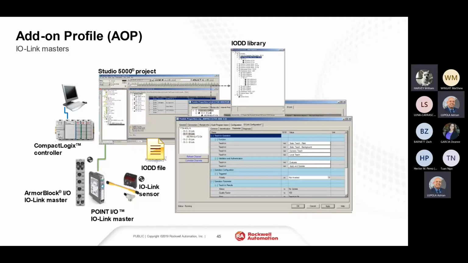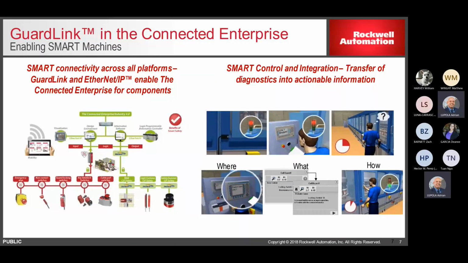So keep going. Next. And then this is just a nice little, oh, GuardLink. GuardLink is one of our other smart networks to deal with. This is basically the safety version of IO-Link.